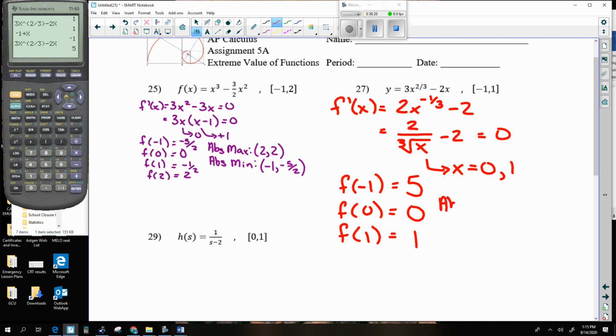All right, so absolute max is at -1, 5. And absolute min is at 0, 0.